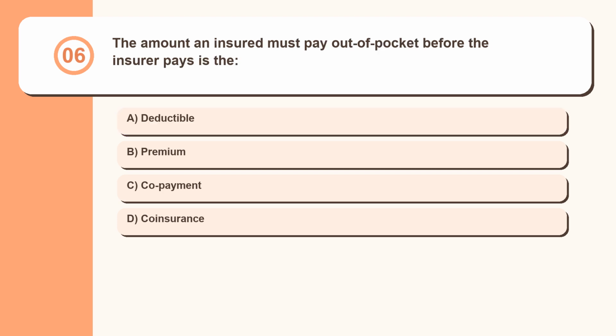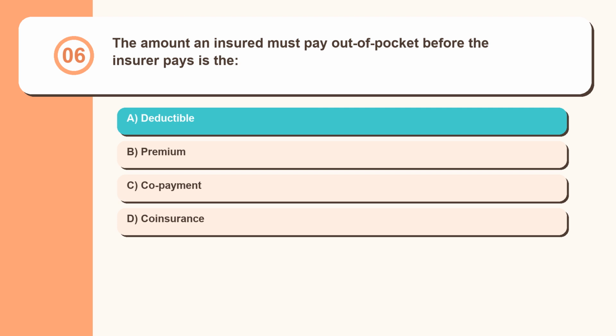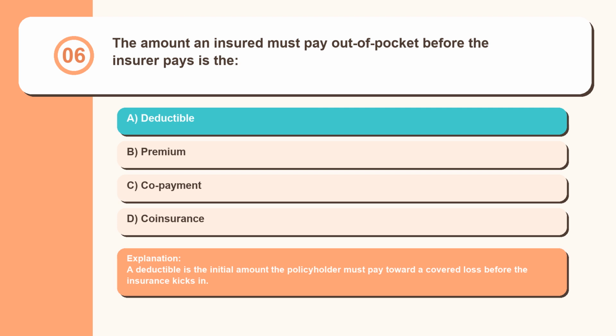Question 6. The amount an insured must pay out of pocket before the insurer pays is the deductible, premium, copayment, coinsurance. A deductible is the initial amount the policyholder must pay toward a covered loss before the insurance kicks in.